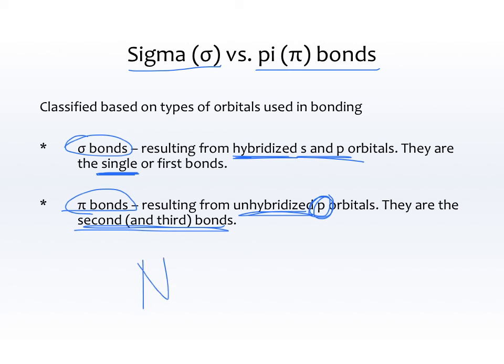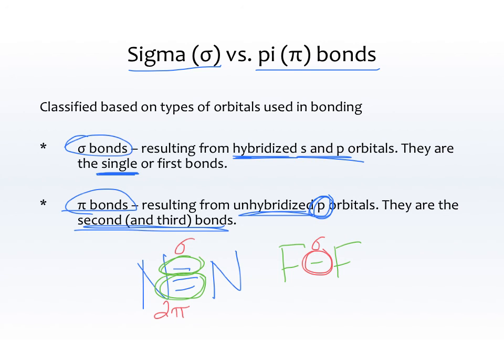So if we look at the nitrogen from the slide before, one of these will be the sigma bond. The first bond is the sigma bond. The other two will both be pi bonds. If you had something like fluorine with one single bond, that would be a sigma.